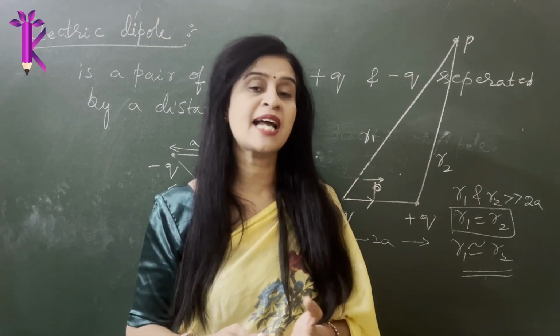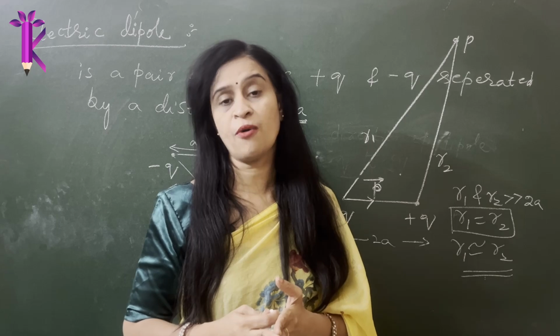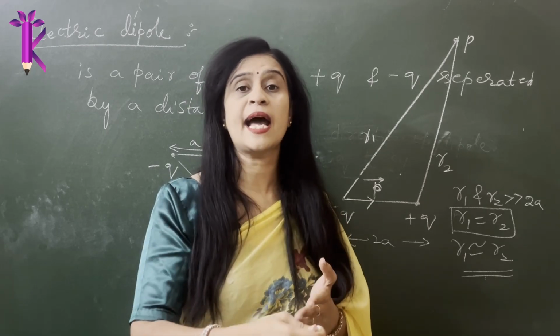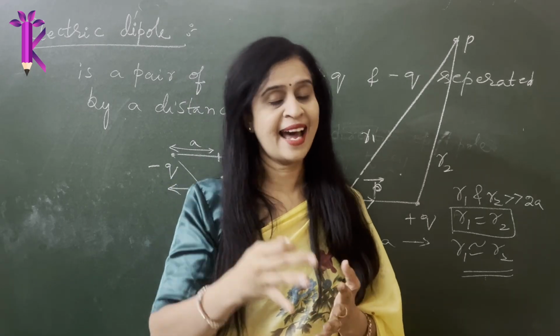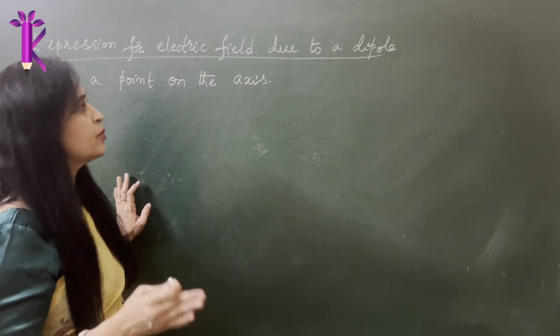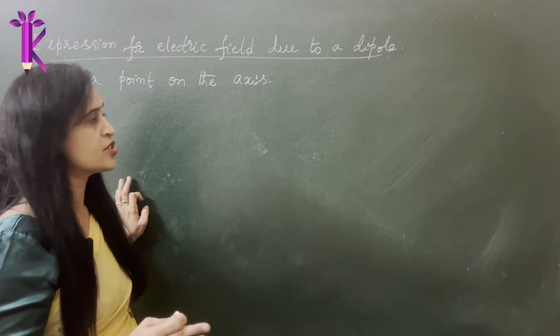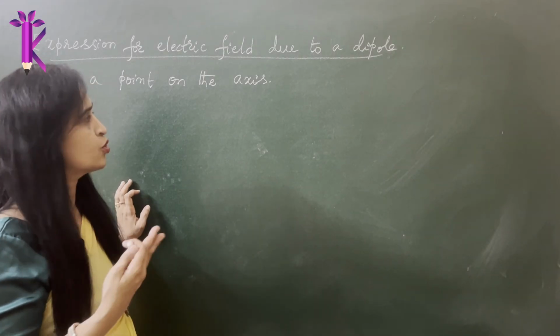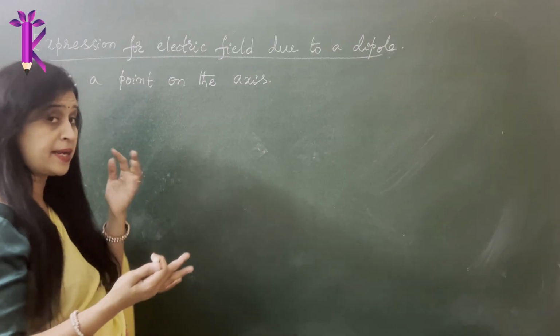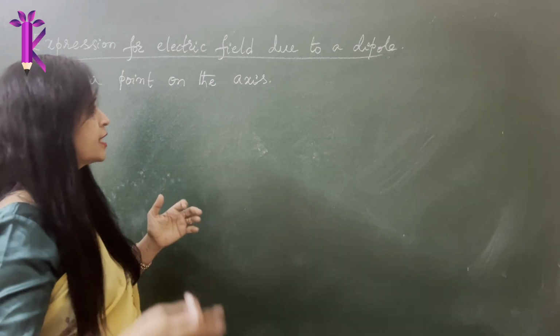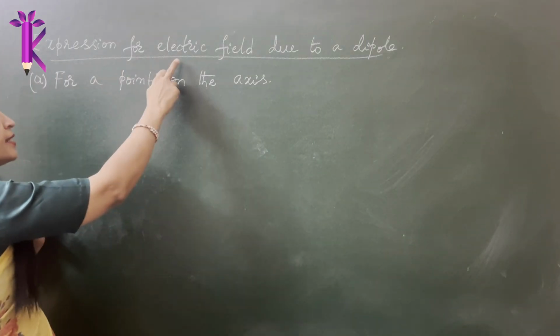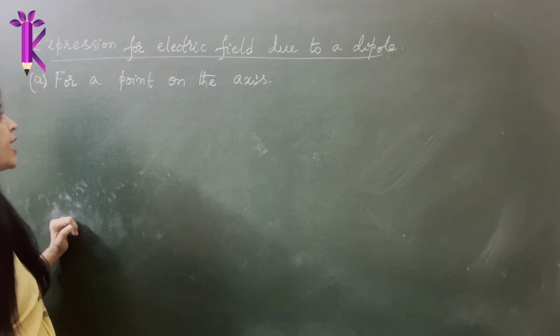Okay, now it's time to arrive at the expression for the electric field due to a dipole on the axial line. Well, now this is a very important question when it comes to your board examination. You could be asked to derive it for 5 marks. So please pay attention when we do the calculation. So we are arriving at the expression for the electric field due to a dipole.